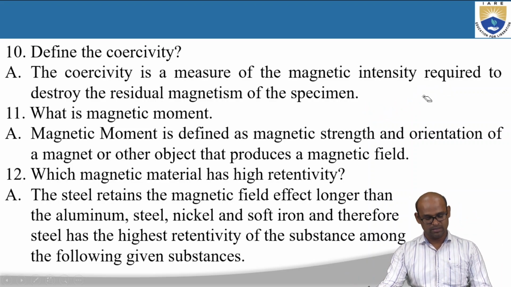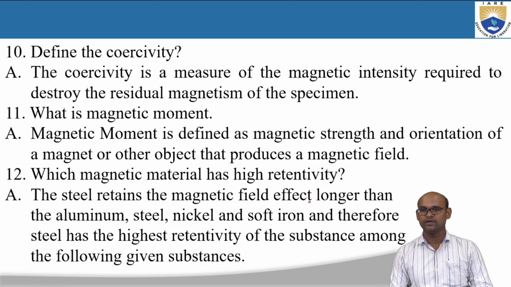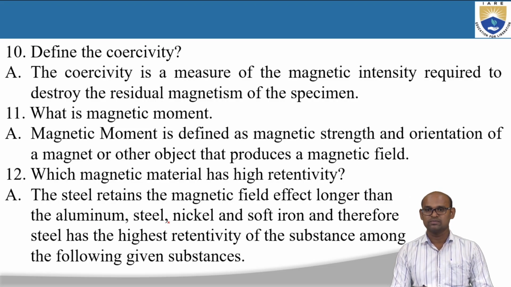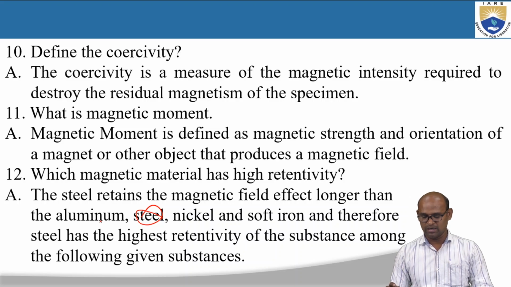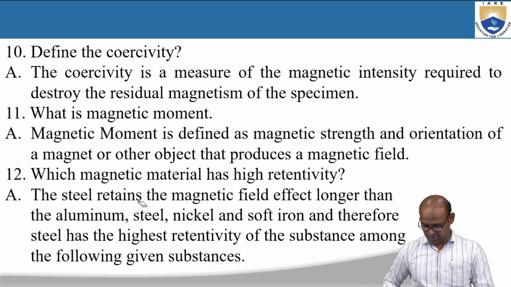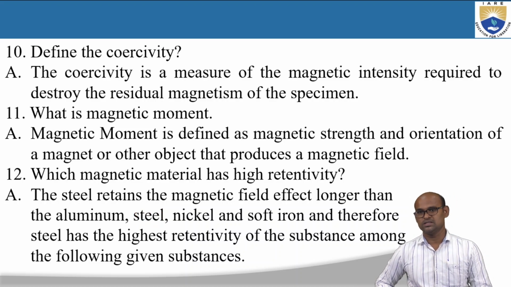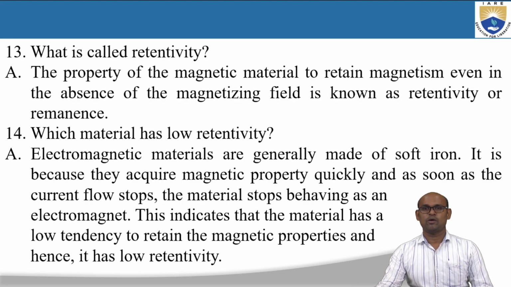Which magnetic material has high retentivity? Steel retains the magnetic field effect longer than aluminum, nickel, and soft iron, and therefore steel has the highest retentivity among these materials. What is called retentivity? The property of a magnetic material to retain magnetism even in the absence of a magnetizing field is known as retentivity or remanence.